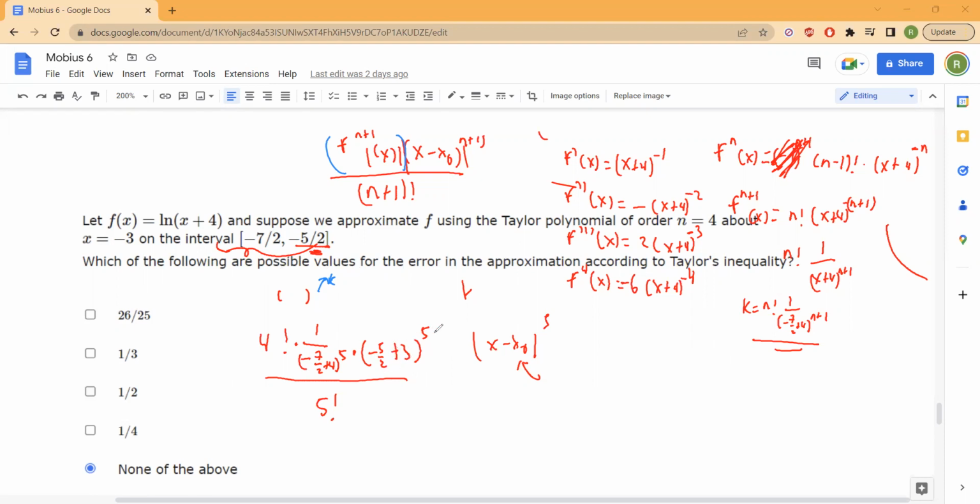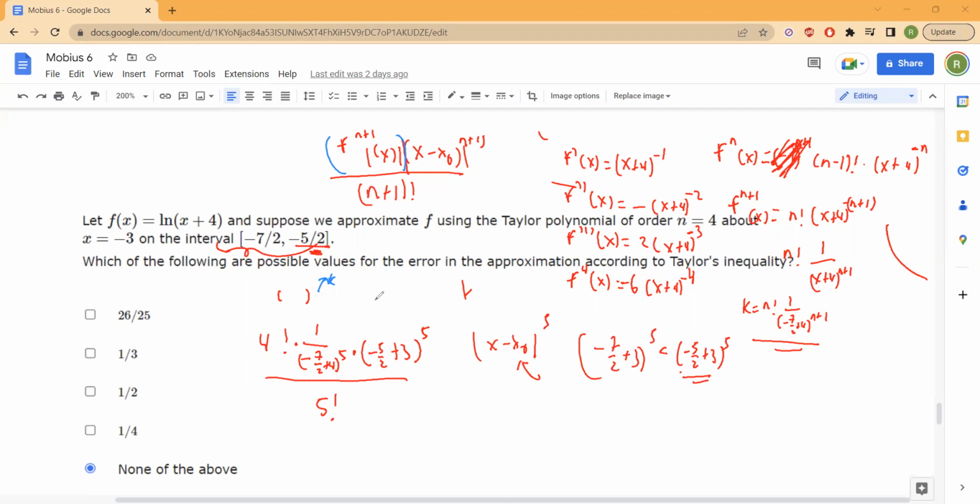And if you take a bigger number to the power of 5, we're going to get a bigger number as well. If we put in negative 7 over 2, we're going to get a smaller number, and the smaller number to the power of 5 is going to be smaller. Let me write it out. What I'm trying to say is that negative 7 over 2 plus 3 to the power of 5 is smaller than negative 5 over 2 plus 3 to the power of 5. And that's why, because we want to see what the biggest error can be, we pick negative 5 over 2 plus 3. And at this point, we've got everything we need to find our error.